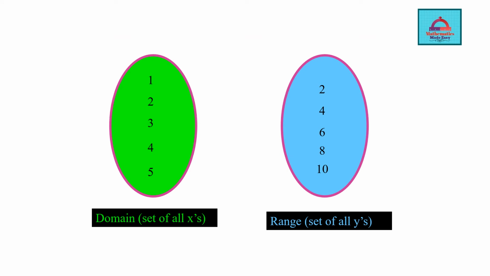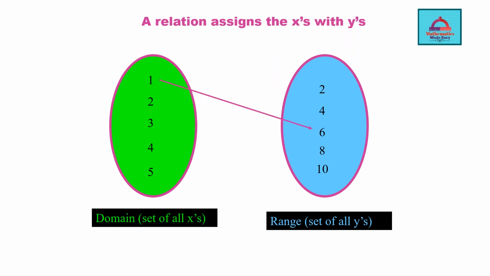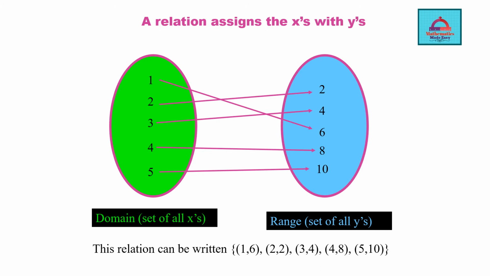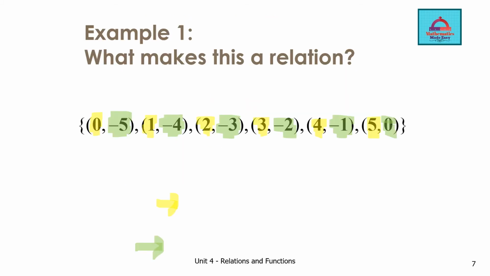And as you see, if you have the domain, the set of all x, and the range, the set of all y's, then the relation assigns the x with the y's. So as you can see now with the arrows that I'm going to draw, 1 goes to 6, 2 goes to 2, 3 goes to 4, 4 goes to 8 and 5 goes to 10. So you can write this relation in this form: 1 comma 6 the ordered pair, 2 comma 2 the ordered pair, 3 comma 4 the ordered pair, 4 comma 8 the ordered pair, 5 comma 10 the ordered pair.